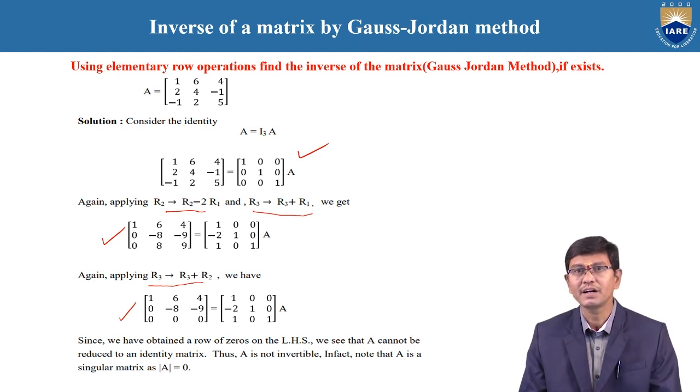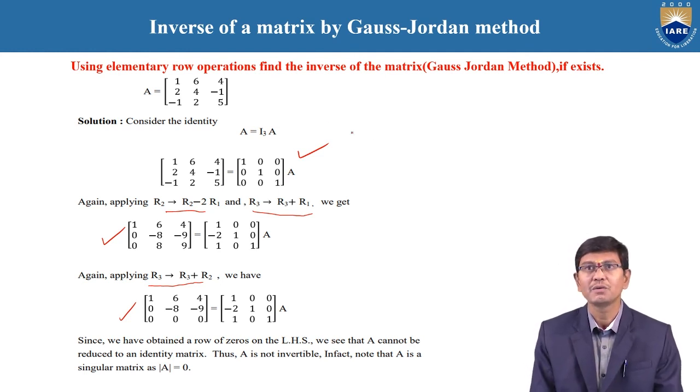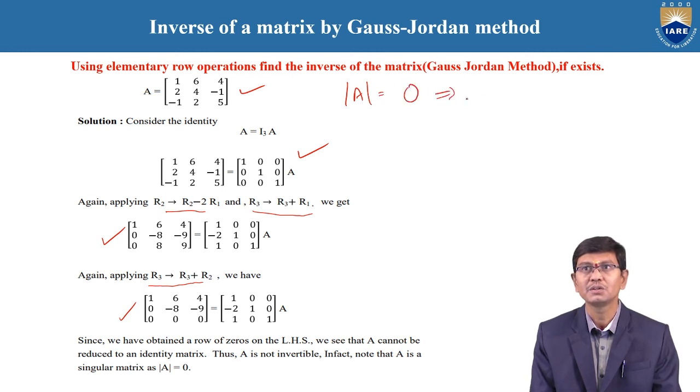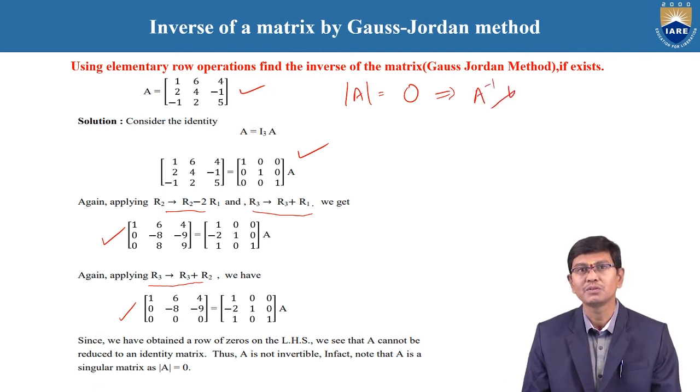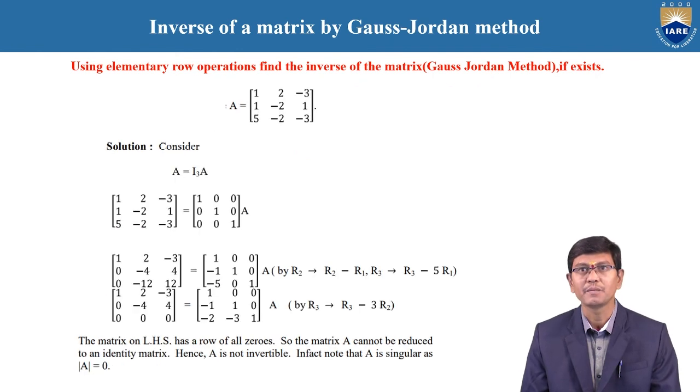For clarification, when we calculate the determinant of the given matrix A, the determinant is automatically equal to 0. Therefore, if the determinant is equal to 0, the inverse does not exist. So this is a suitable example where the inverse of a matrix does not exist by using the Gauss-Jordan method.